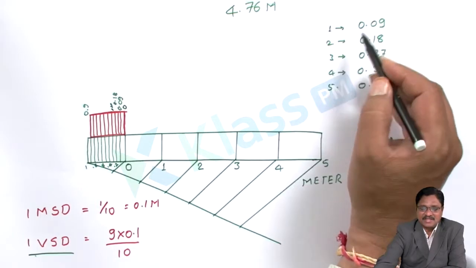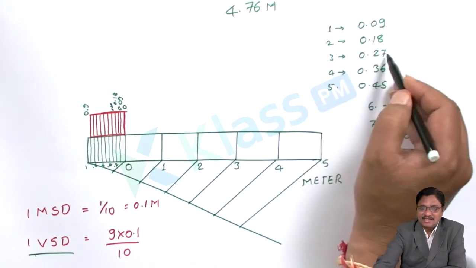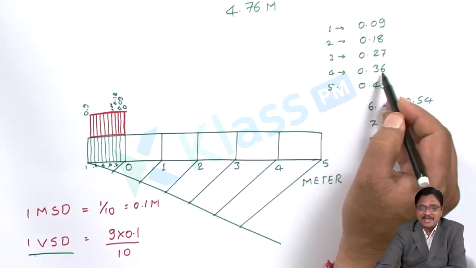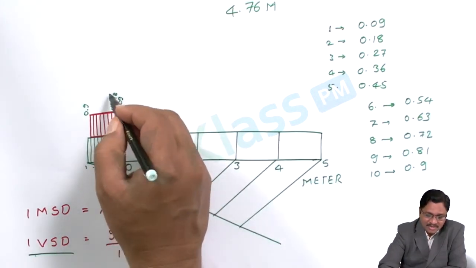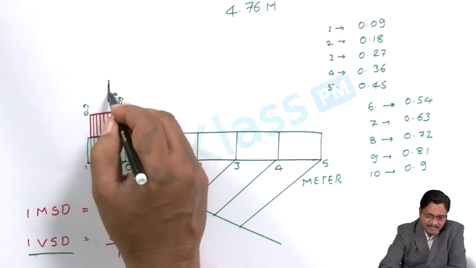Here is the 9 at the first division. Second division we are having the 8. Third division I am having 7. Fourth division I am having the 6. That means 1, 2, 3, 4th. This fourth line is to be considered.